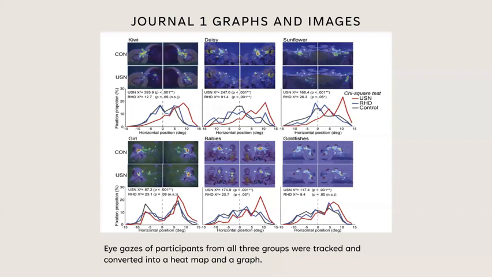In the graphs above, the eye gazes from the participants in all three categories were tracked. The control group was labeled as CON, and the patients with unilateral spatial neglect are labeled as USN. As you can see on the heat maps, the eye gaze from the participants with unilateral spatial neglect was severely shifted towards the right. On the horizontal position graphs underneath the heat maps, the fixation proportion of the unilateral spatial neglect group, the red line, is a lot higher than the other two groups.